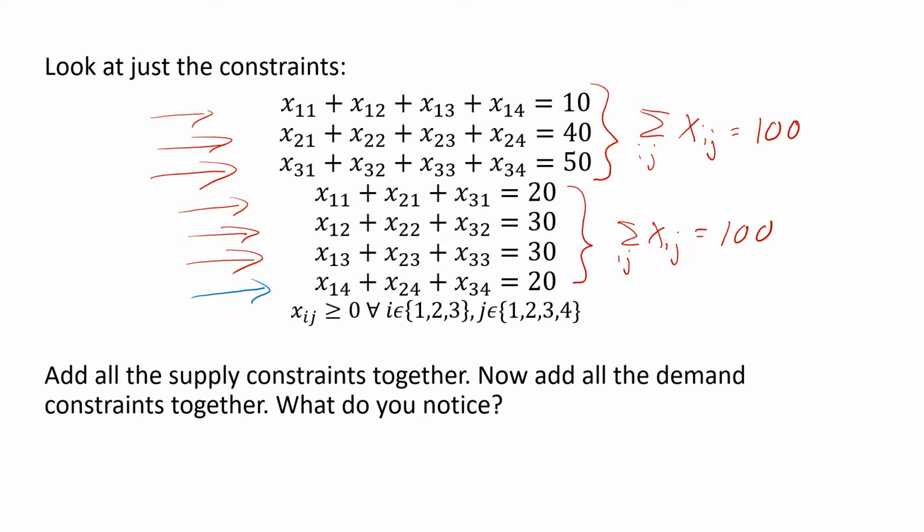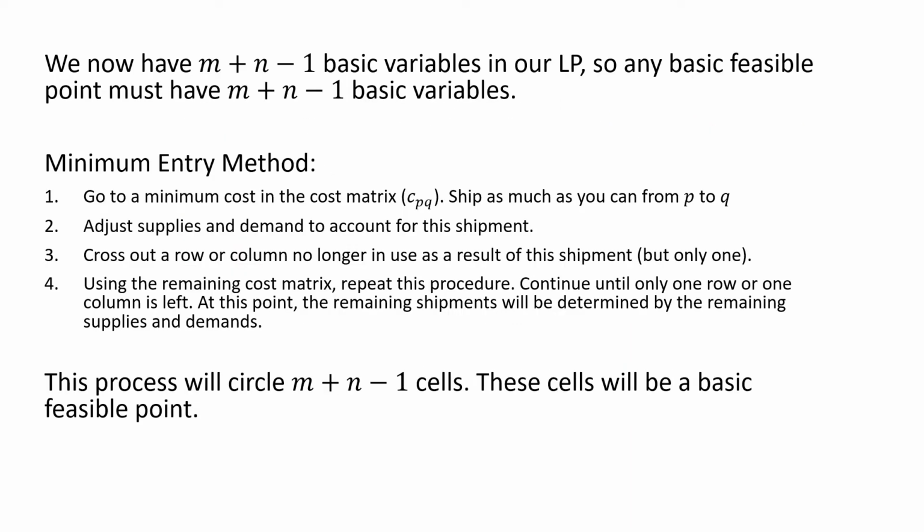But we start out with, if we have I supply centers and J demand centers, we start out with I plus J constraints, but in reality, we have one less. We have I plus J minus 1 constraints because one of them is extra. What does that mean? Well, that means that in this case, instead of 7, we essentially have 6 constraints.